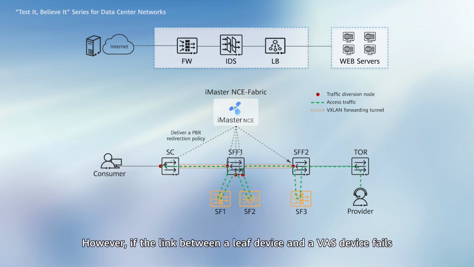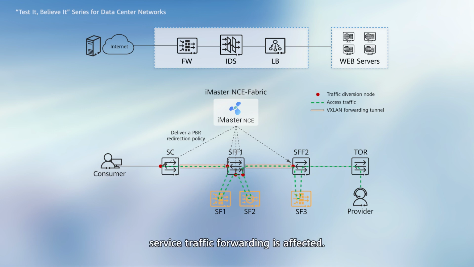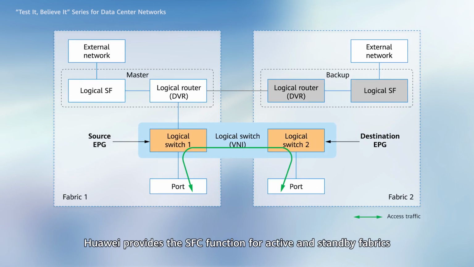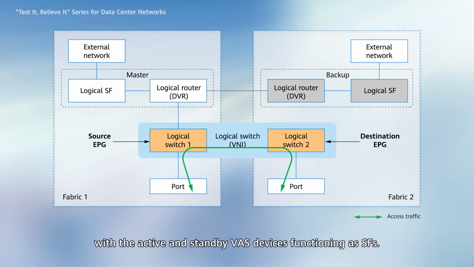However, if the link between a leaf device and a VAS device fails, service traffic forwarding is affected. Huawei provides the SFC function for reactive and standby fabrics, with the active and standby VAS devices functioning as SFs. One set of VAS devices is deployed in each data center and controlled by the same iMaster NCE fabric system. In this way, if the active VAS device is faulty, SFC traffic is automatically switched to the standby VAS device, achieving high service availability.